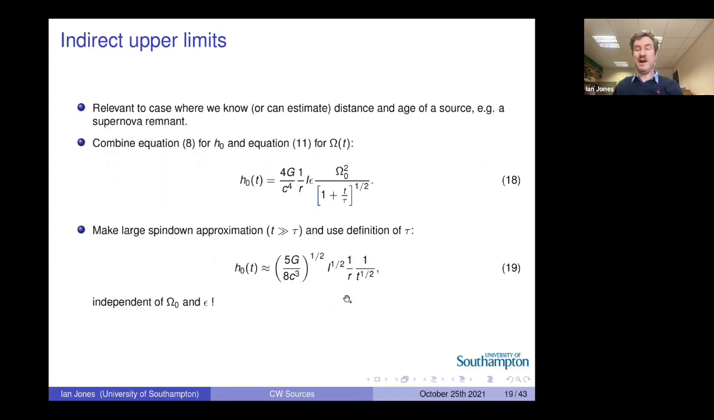So what this means is, in practice, if you've got an estimate of the distance to your, say, supernova remnant, and you've got some estimate of when that supernova took place, you know what the age is of the neutron star, you can use this formula to give an upper limit on how strong the emission might be.